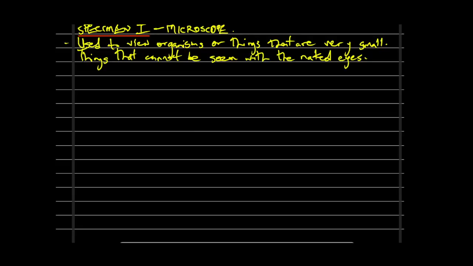There are different types of microscope. So let me just list them. We have the simple microscope. We have the compound microscope, we have the electron microscope. We have the stereo microscope, as well as the scanning probe microscope.